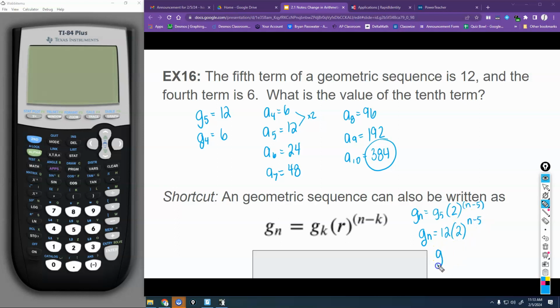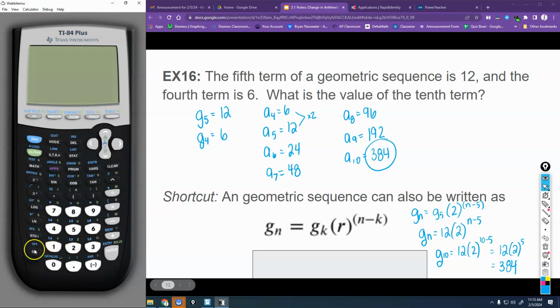So then if I wanted to find G sub 10, I could do 12 times 2 to the 10 minus 5, which would be 12 times 2 to the 5th. And I could type that into my calculator, and I should get 384. Let's check to make sure that I actually do. Here, on the calculator. 12 times 2 to the 5th, and yes, I get 384 for that.